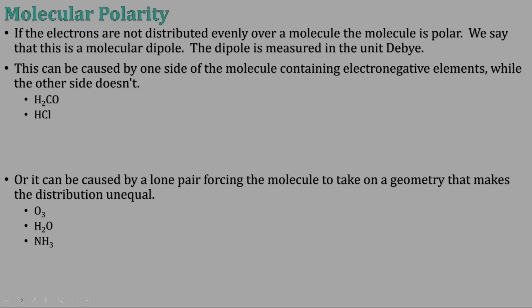All right, so the reason that we care about VSEPR theory is to look and see if a molecule is polar or not. If the electrons are not distributed evenly over a molecule, the molecule is polar. So we've talked about polar bonds, where the electrons aren't shared between 2 atoms equally. But if overall the molecule is polar, then that means the electrons in the molecule are pulled to one side more than to the other side. And that can be caused by one side of the molecule containing electronegative elements while the other side doesn't.